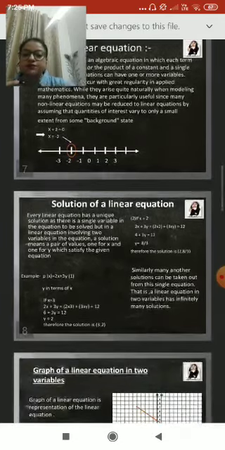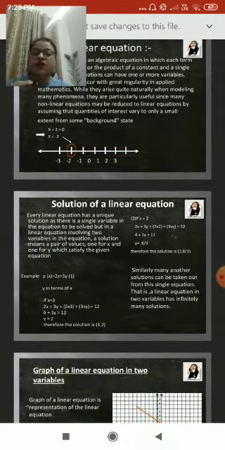Now if we have to solve a linear equation and find its value, how do we do it? Every linear equation in one variable has a unique solution, as there is a single variable in the equation to be solved, but in an equation with two variables, a solution means a pair of values, one for x and one for y, which satisfy the given equation. Suppose we take an example, 2x plus 3y is equal to 12. Okay, and we now have to make either x the subject of the formula or y the subject of the formula. So how do we do it?